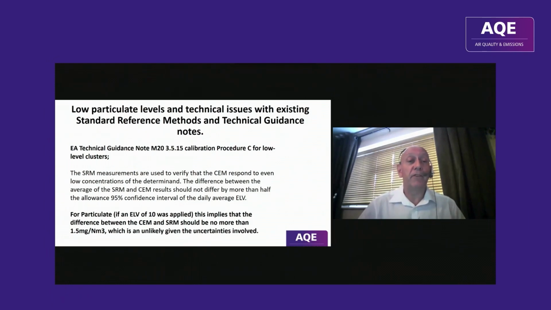For particulate, if an ELV of 10 was applied, this implies that the difference between the CEM and SRM, continuous emission monitor and standard reference method, should be no more than 1.5 milligrams, which is unlikely given the uncertainties involved at this low level. Think of this in the context of the BS EN 13284 Part 1 validation tests, where results varied between 6 and 19 on plant A and 0.3 and 6.8 on plant B.